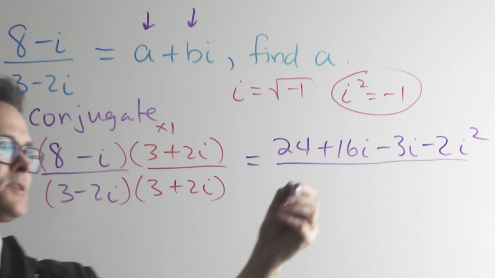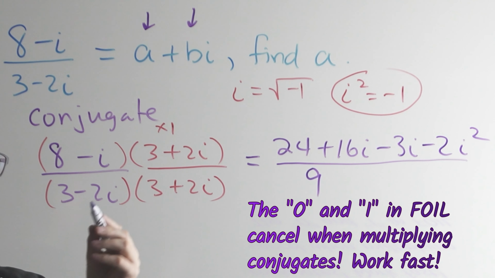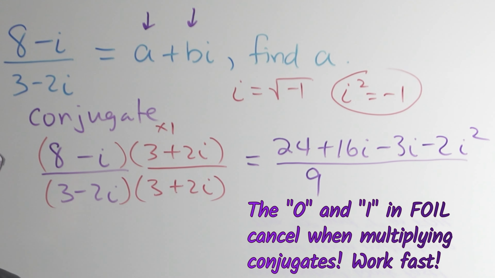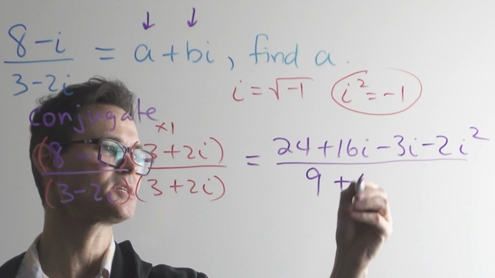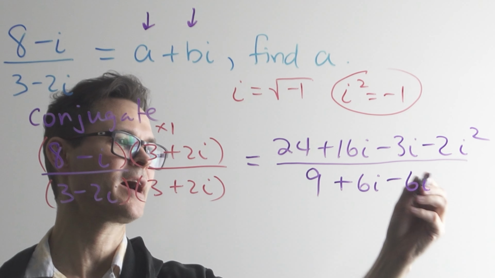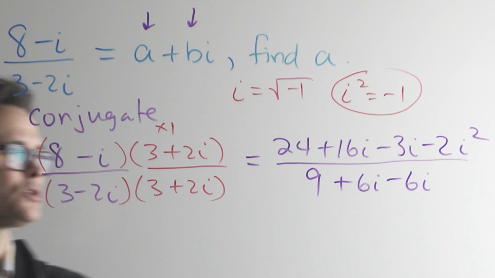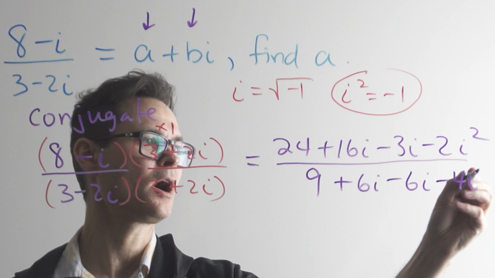So 3 times 3 is 9. And we know that the outers and the inners in FOIL are going to cancel, but I'll throw it in anyway. So 3 times 2 is 6, or 6i. And then the insides, that's going to be the negative version of that. That's why it works. And then negative 2i times positive 2i is negative 4i squared.